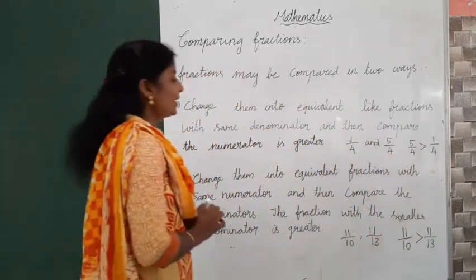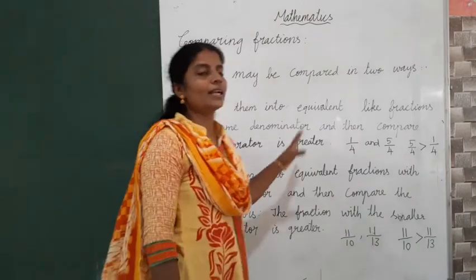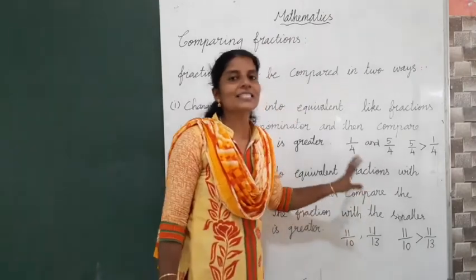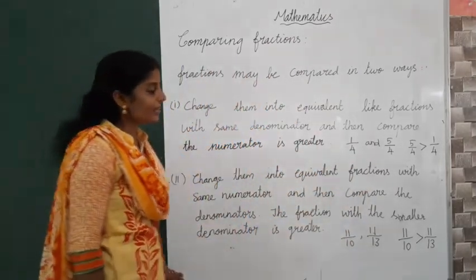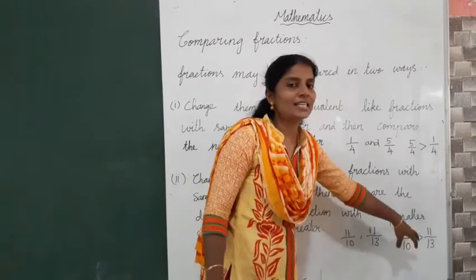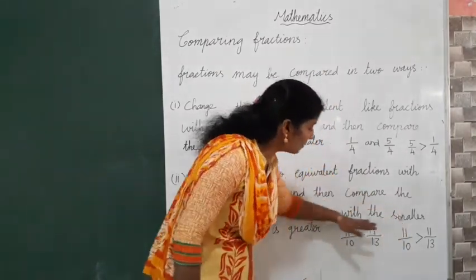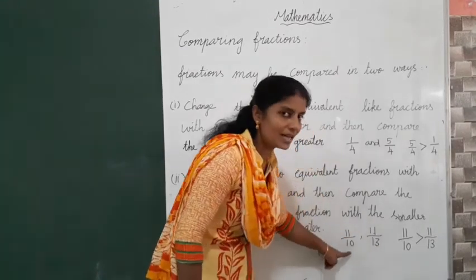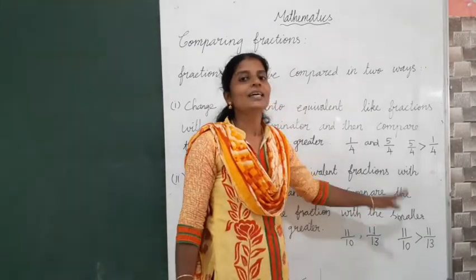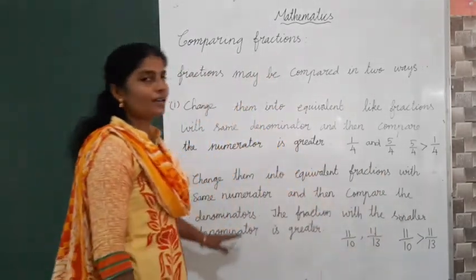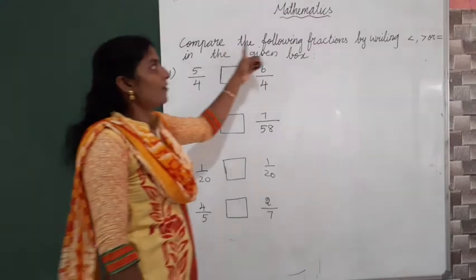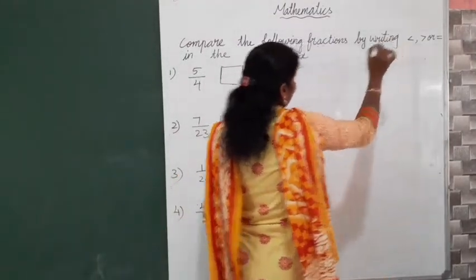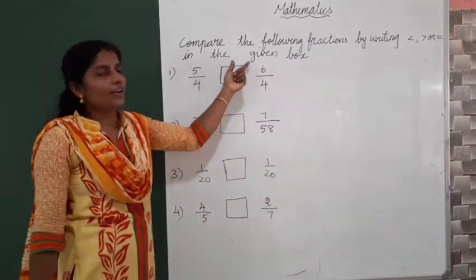Are you clear? We have the same numerator, we can compare the denominators. The one with the smaller denominator is greater. Okay? Don't forget, which is small, that is greater. We have the same numerator, different denominators. We can compare these two denominators, and the smaller one is the greater number. Okay? Are you clear?